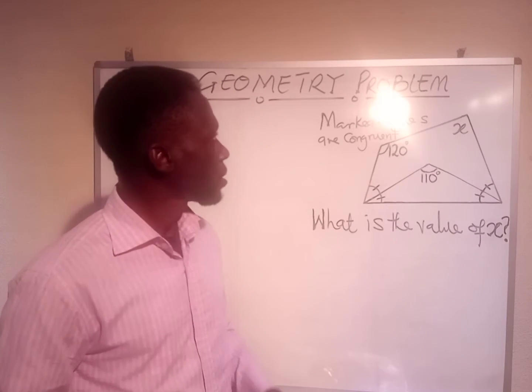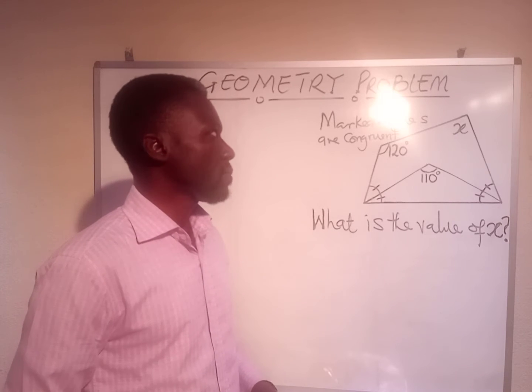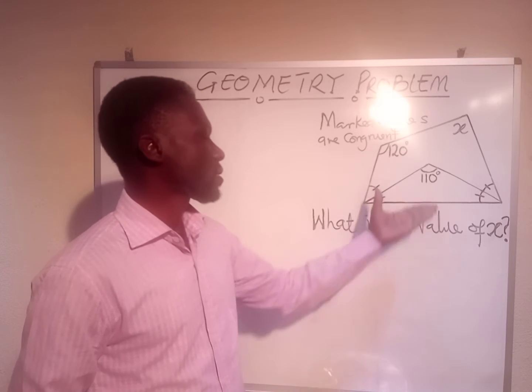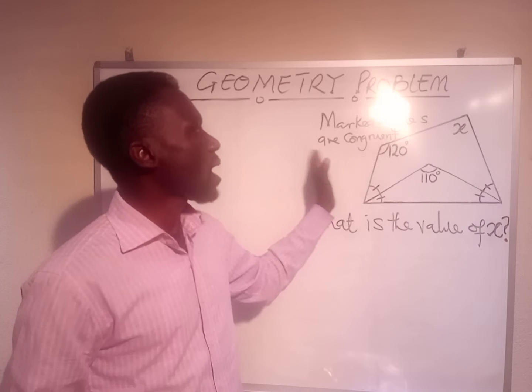My name is Eric. Now, this is a geometry problem under the SAT Maths. So the question says, what is the value of x from this diagram? All right. So we are told that the marked angles are congruent.